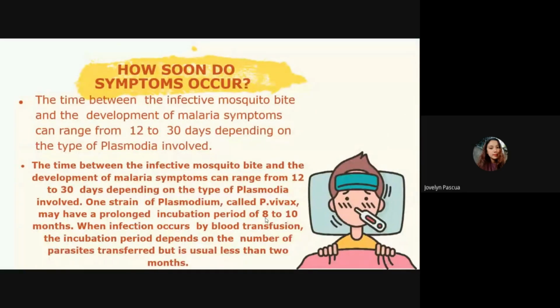transfusion sa kadahilanang ito ay nakadepende sa parasite na na-infect sa isang tao. Pero hindi naman ito tumatagal ng 2 months. And meron ding ibang transmission which is yung sharing needles or syringe. Gaya nung sabi ni Clyde po kanina. And next slide po.